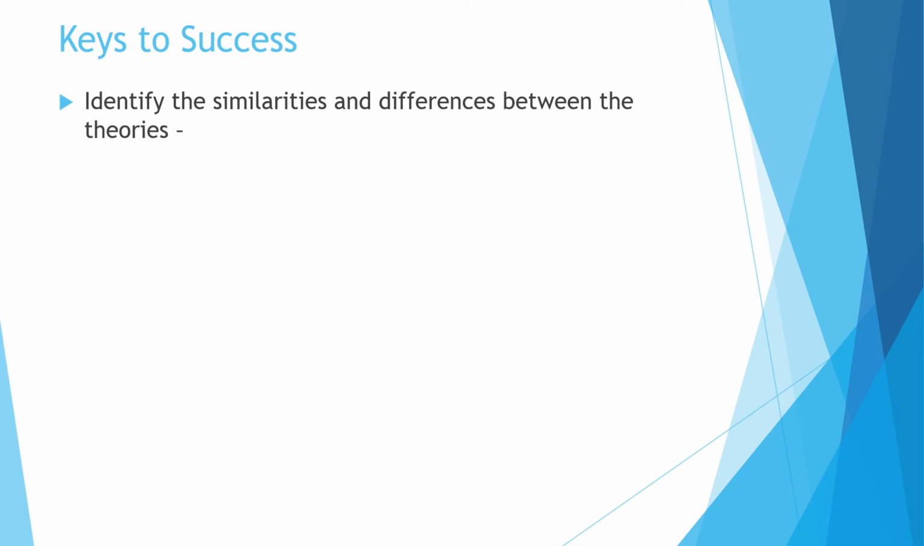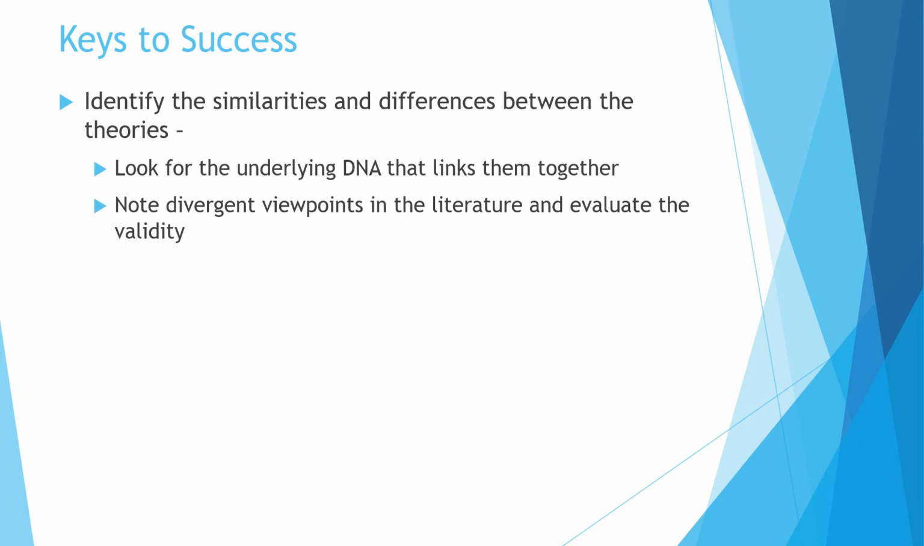So the keys to success for this week, going back to Bloom's taxonomy that I introduced last week, we're not just looking for a description of the theories, we're looking for comparisons, we're looking for similarities, we're looking for integration between the ideas. Look for the underlying DNA. What connects these things together? How can people who are very smart and study this, how can they come up with different ideas? How are they related to the other ideas? There will be divergent viewpoints. Some people will write that they disagree with so-and-so's theory, something that's been in textbooks for 50 years. Somebody will write and say, this was never really proven.